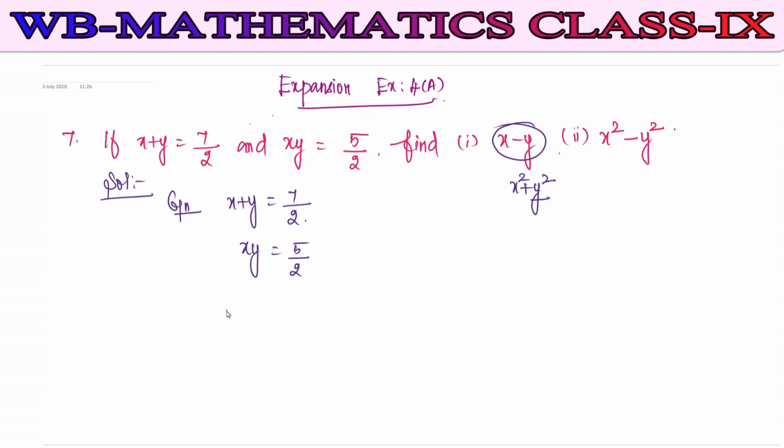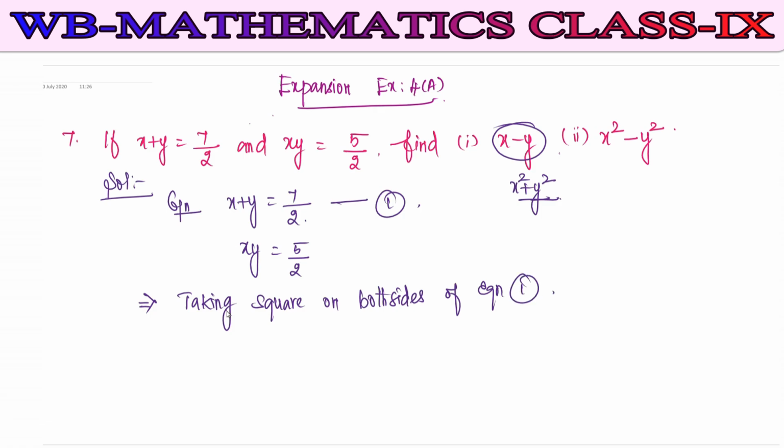So first I am going to find x square plus y square by using the first equation, taking square on both sides of equation 1. So when we take x plus y whole square, 7 by 2 whole square.